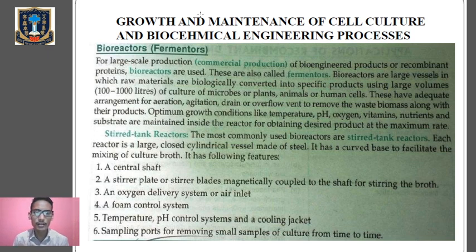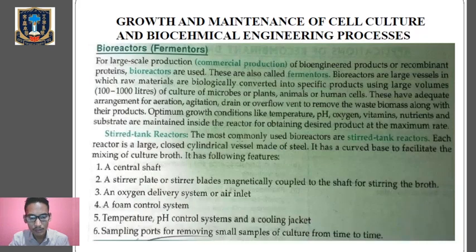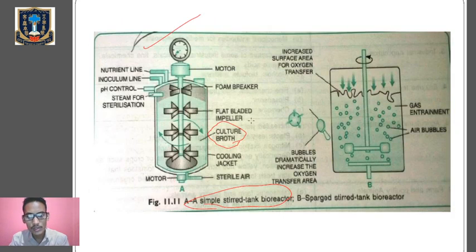Each reactor is a large closed cylindrical vessel made of steel. It has a curved base to facilitate the mixing of the culture broth. So it has the following features. Number 1, the culture broth. You can see the stirred tank bioreactor. It has got the culture broth. Number 2, a stirrer plate or stirrer blades magnetically coupled to the shaft for stirring the broth. When we see over here, we can see the structure of a stirred tank bioreactor, which is a large vessel mainly used to obtain the product in a larger amount.